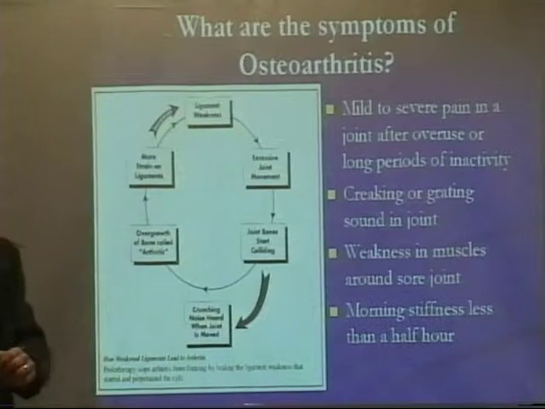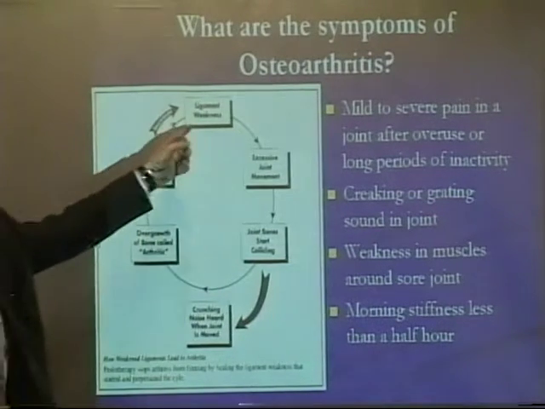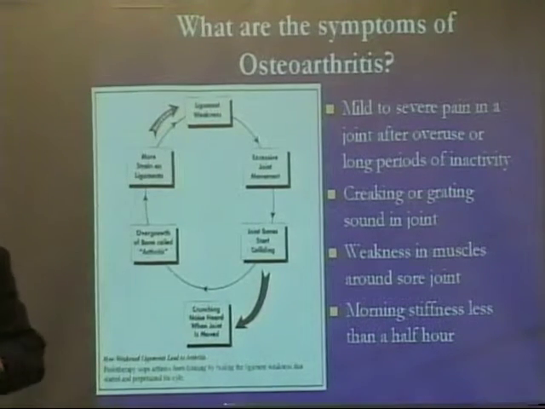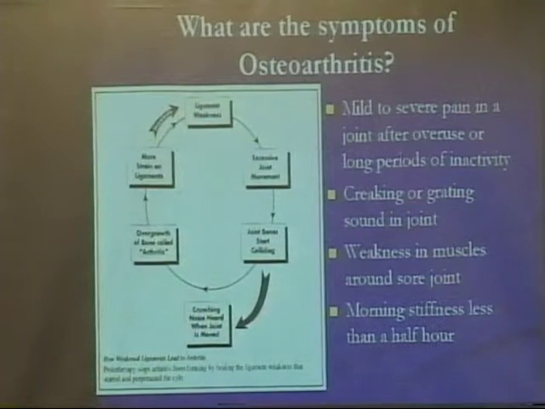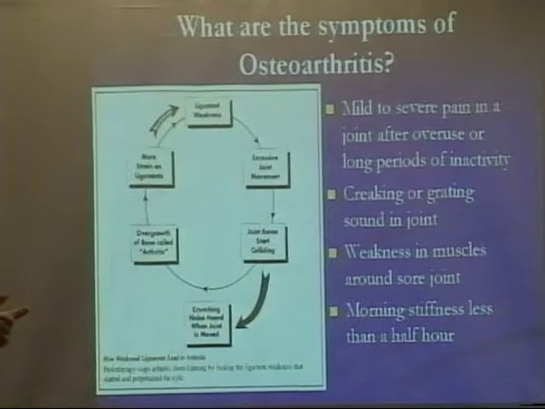More strain on the ligaments because you're trying to fight against that pain, and the ligaments are getting weaker. And then there's excessive joint movement, because those ligaments should be tight in keeping that joint in line. However, as the ligaments get weaker, they start sliding around, and the bones can start colliding more, and then we go back to the vicious cycle. How do we cure the vicious cycle? Well, somewhere along the way, we're going to have to break a spoke in the wheel.